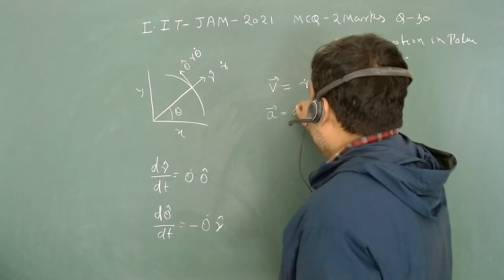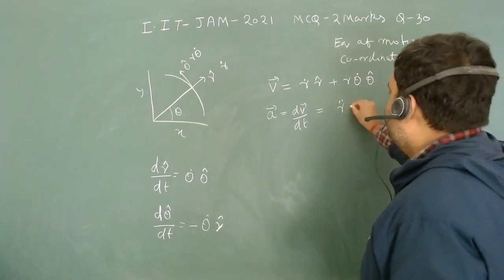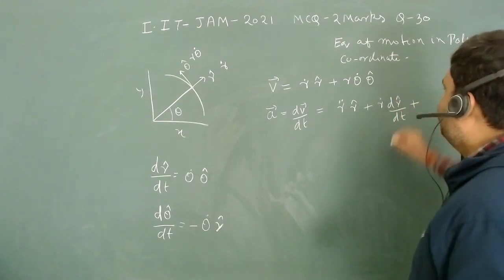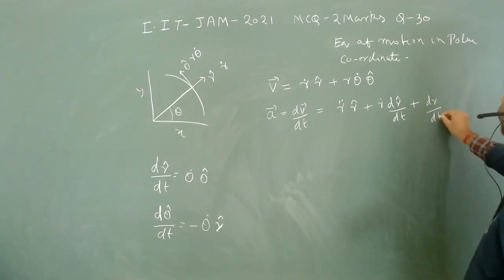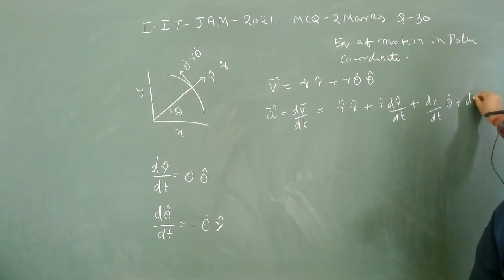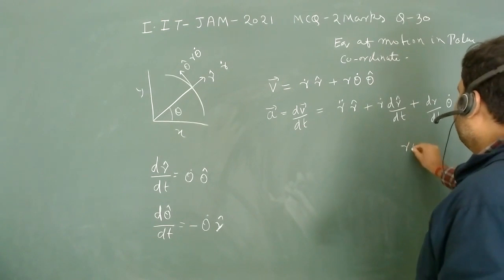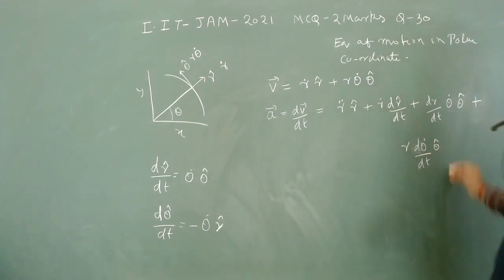So acceleration is nothing but dv upon dt, and this is a vector quantity. So I have r double dot r cap plus r dot dr cap upon dt, plus we have three terms here, r theta dot theta cap. So dr upon dt theta dot plus d theta dot upon dt, and we can take theta cap here, plus we can go for r d theta dot upon dt theta cap, and the next part is r theta dot d theta cap upon dt.